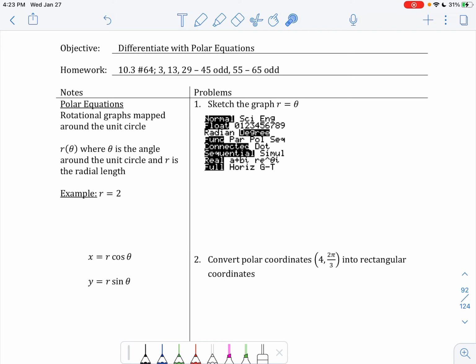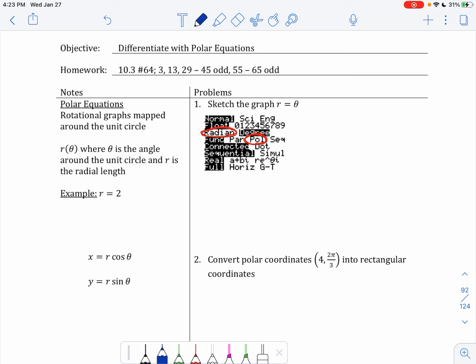So if you go to your calculator, you want to change the mode, make sure it's in radians. And if you want to change from parametric or function, these ones are going to be in polar. Once you've changed these 2 modes, if you go to the y equals button, you'll see here that you have r instead of an x and y as you would before.